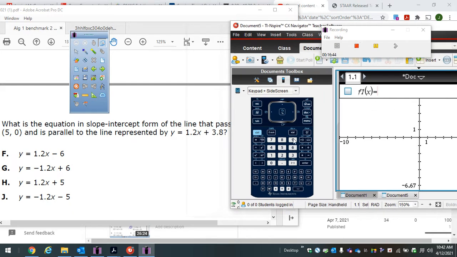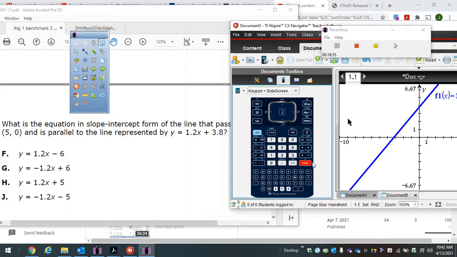So turn on the calculator and then graph it, 1.2 x. You see how it's in y equals? I'm going to go plus 3.8. I'm doing my video for the next period. So now let's graph the other ones right here. And now this one's parallel.